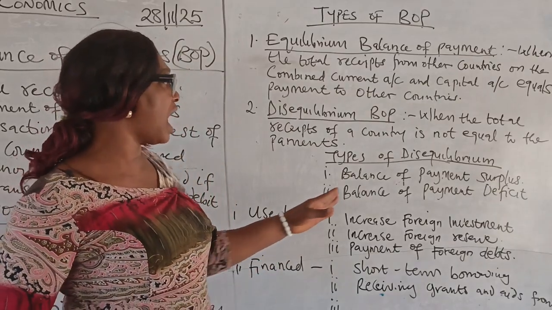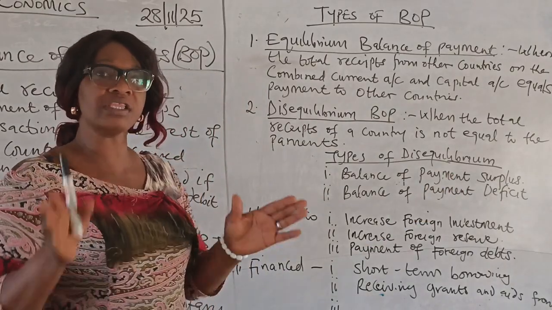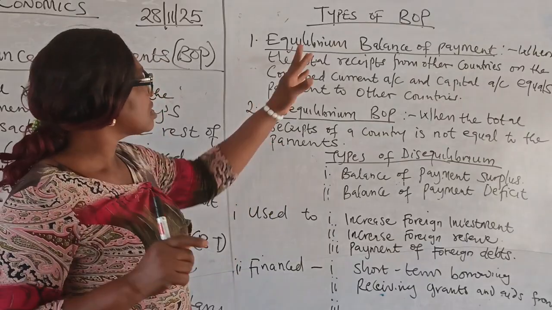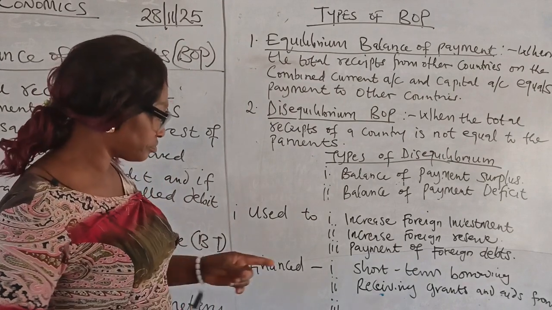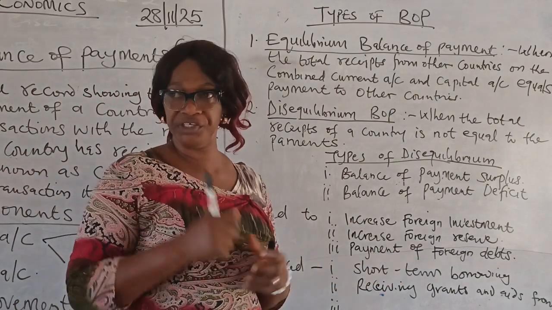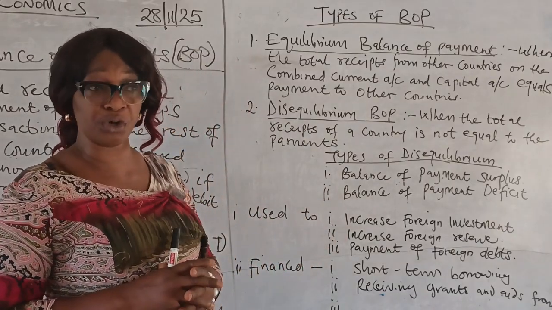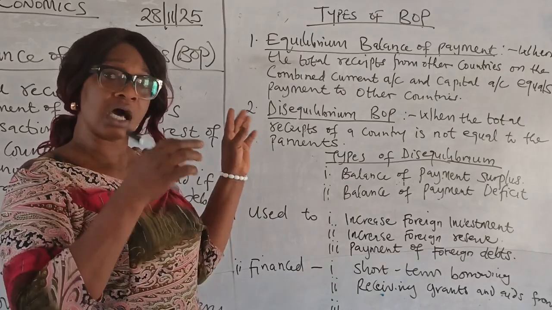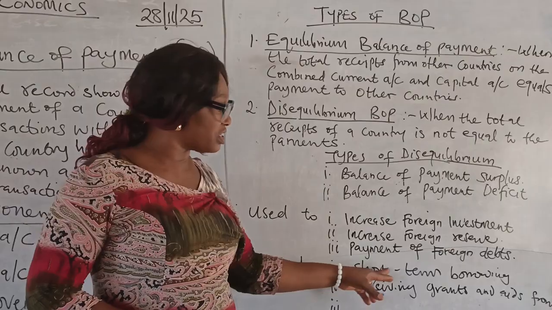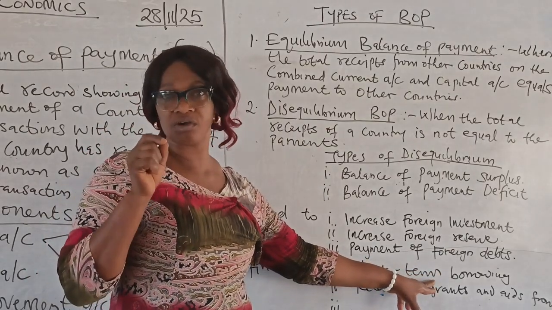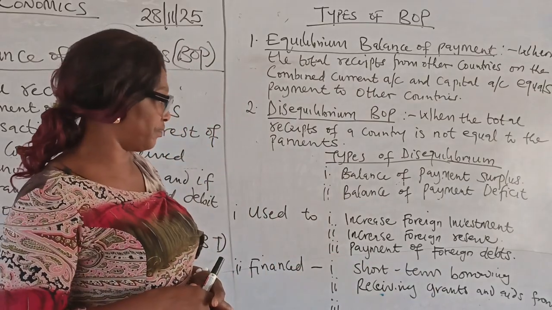Now, when we have a balance of payment deficit, how can we finance it in order to balance up our balance of payments? Number one, by borrowing. Borrowing is not a good one, but we have to borrow in order to balance our balance of payments. We are going to borrow short-term loans. We borrow from advanced countries. We borrow from World Bank and we borrow from IMF.